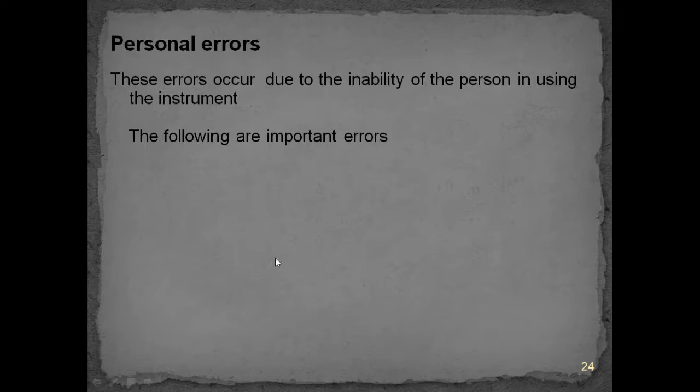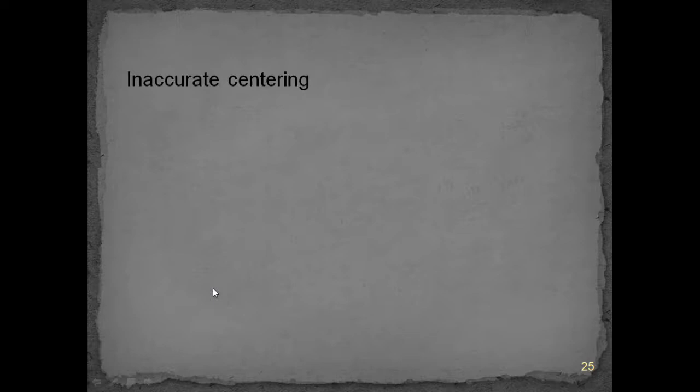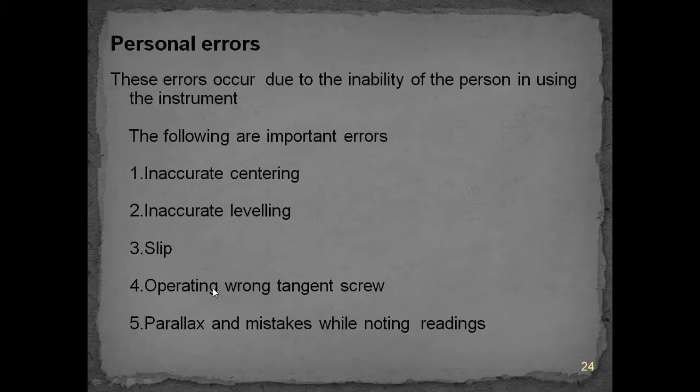Now, the following are the important errors: inaccurate centering, inaccurate leveling, slip, operating the wrong tangent screw, parallax, and mistakes while noting the readings. All of these come under what? Personal errors, meaning the man-made things. These are what we do.